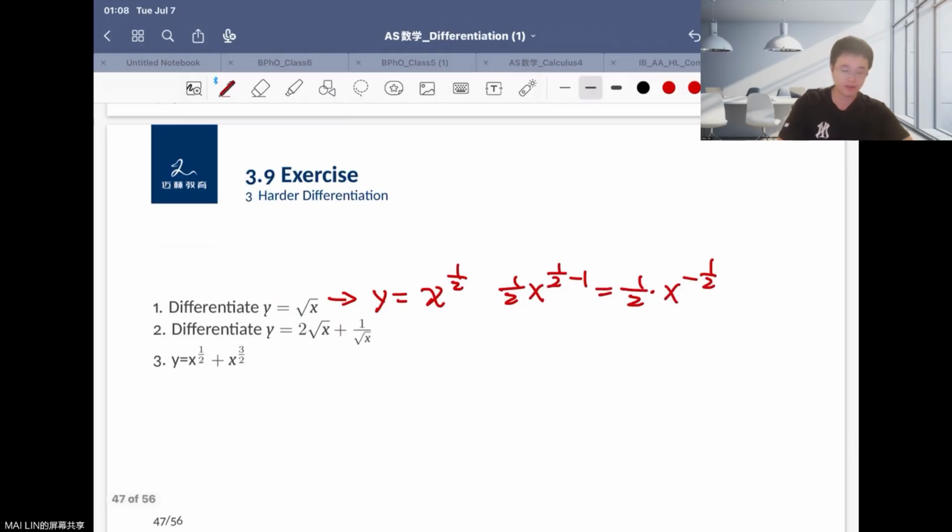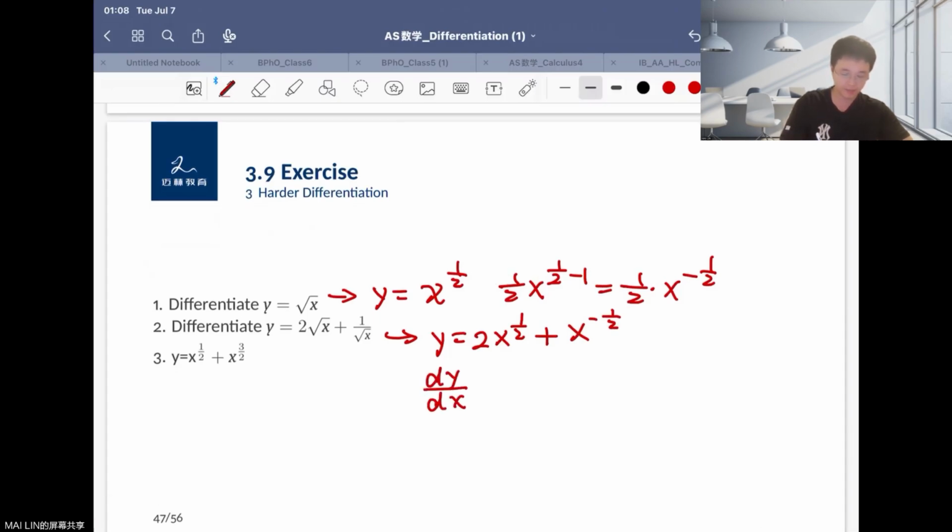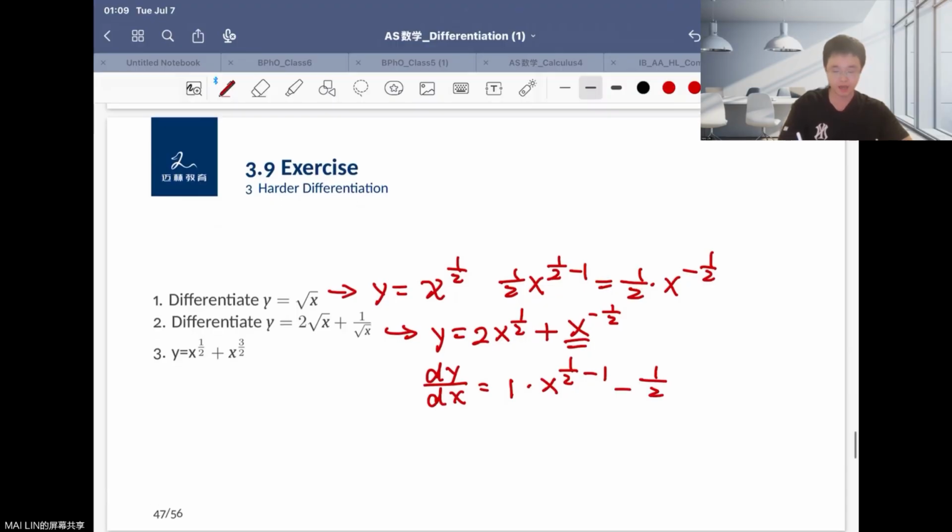And for the second problem, we first turn it into y equals 2 times x to the power of a half, plus x to the power of negative a half, and then differentiate it. So dy over dx here can be considered as, first the power in front is 1, and the power minus 1 is x to the power of a half minus 1. And then the second term is minus a half times x to the power of negative a half minus 1. So here the derivative can be considered as x to the power of negative a half, and then minus a half times x to the power of negative 3 over 2. That is for the second problem.